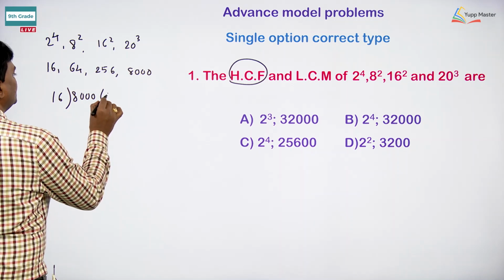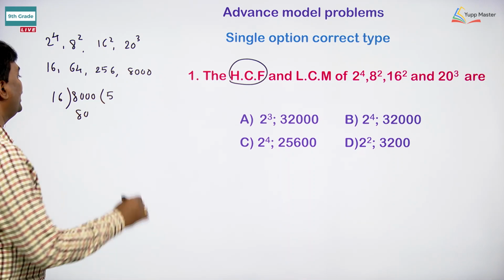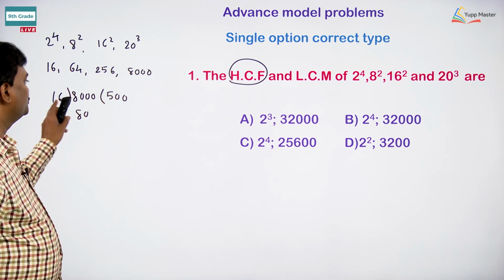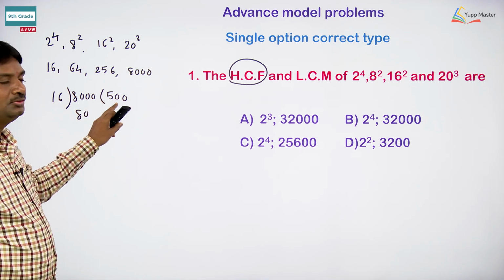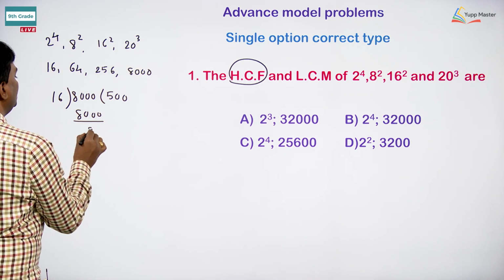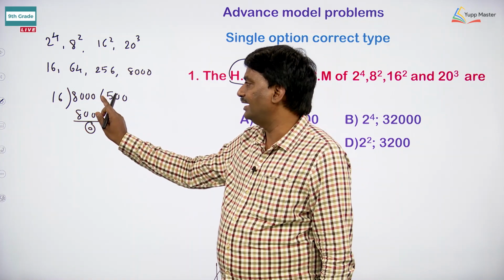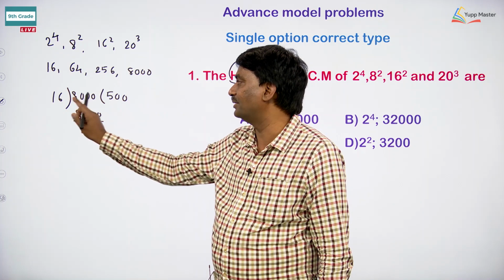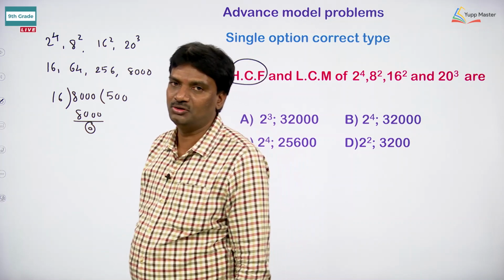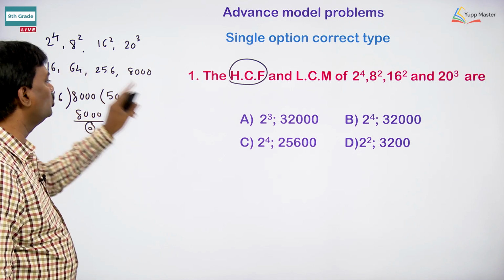16 fives are 80, then 0 0 are there, so 16 goes 500 times. 16 into 0 is 0, 16 into 0 is 0, and 16 fives are 80, so this is 8000. Clearly the remainder is 0, so we can divide 8000 by 16. 16 goes 500 times, and 80 into 00 is 8000. So we can say the HCF is 16, that is nothing but 2 power 4.